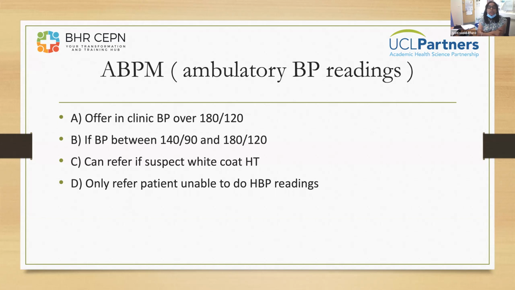Okay, so who do you actually give the ambulatory blood pressure readings? Who do you refer? Would you offer it to patients with blood pressure over 180/120? Or if the blood pressure is between 140/90 and 180/120? Lots of figures, and I'm sorry if I'm confusing you, but it's really important you understand these concepts. And you can refer if you suspect white coat hypertension, and only refer if you're unable to do home blood pressure readings. So who would you refer for ambulatory blood pressure readings?